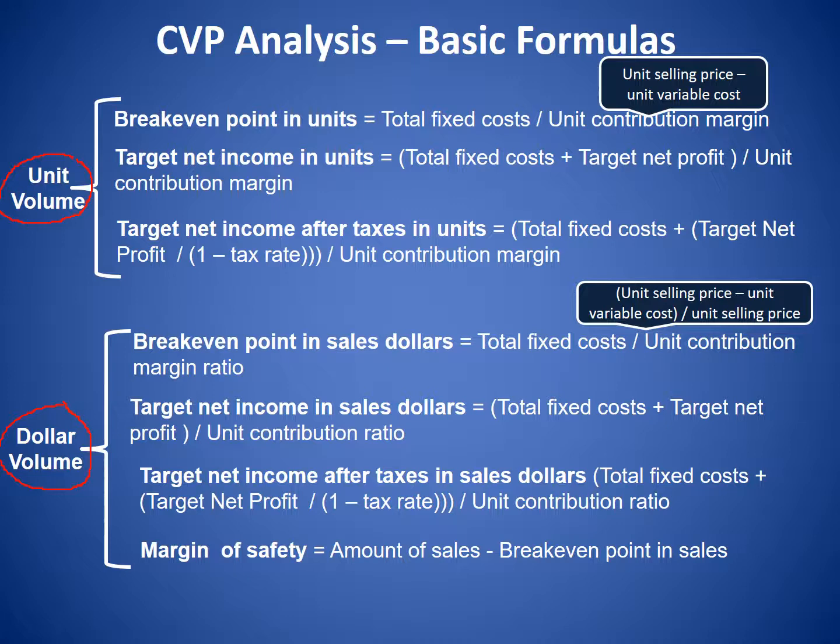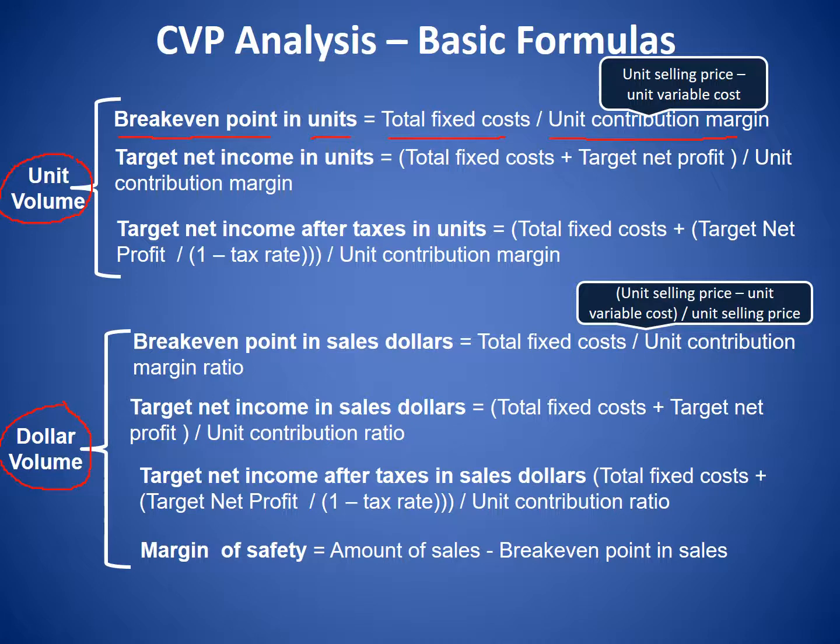So let's start out with the first unit volume formula, and it's called break-even point in units. Break-even point means where my total revenues equal my total expenses, so my net profit equals 0. Any volume below the break-even point, I'm losing money. Any volume above the break-even point, I'm actually making money. Now, the calculation is actually fairly simple. It is total fixed costs divided by our unit contribution margin.